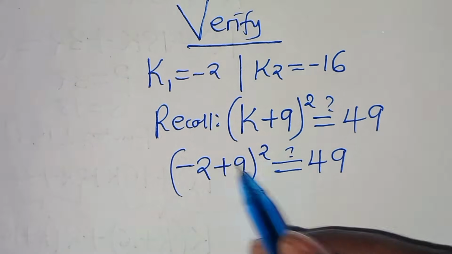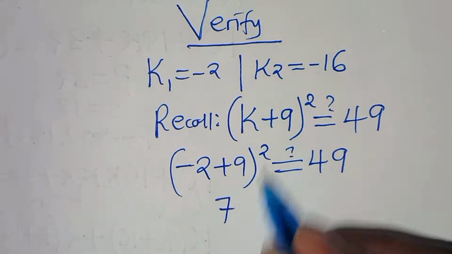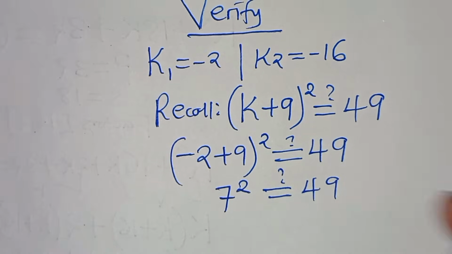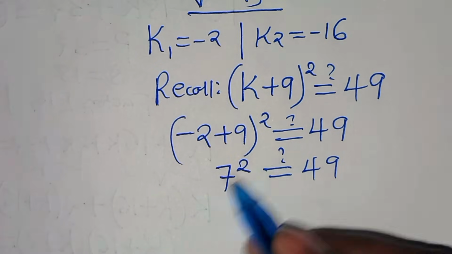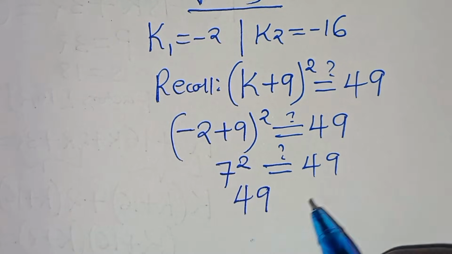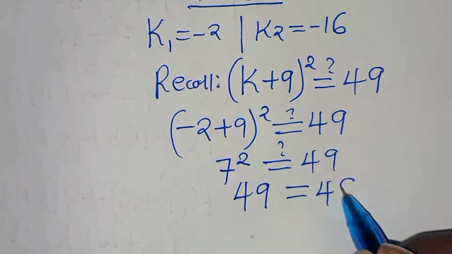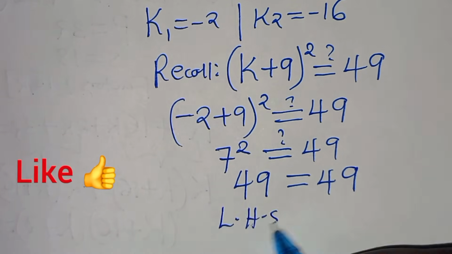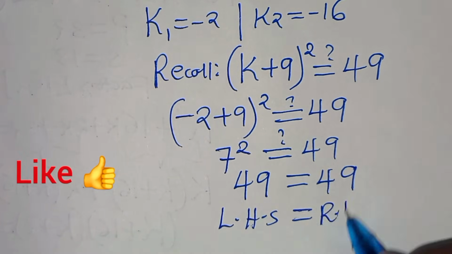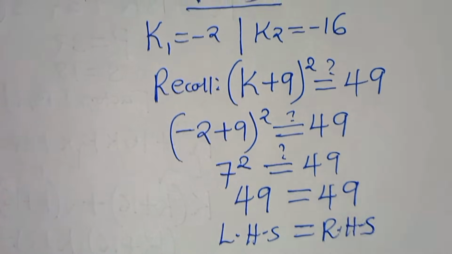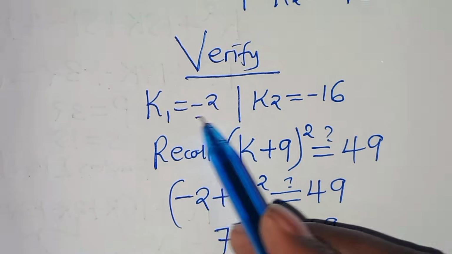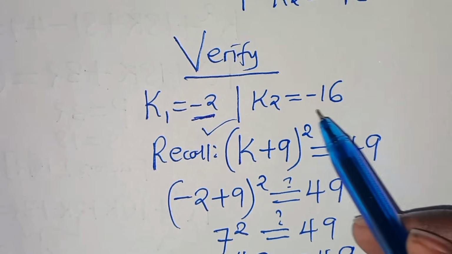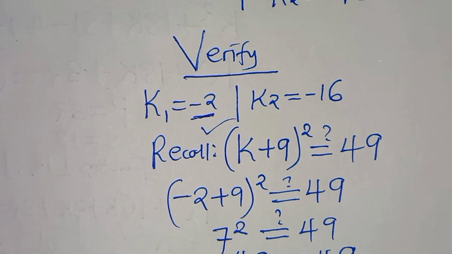So minus 2 plus 9, this is equal to 7 raised to the power of 2. This should give us a value of 49. So 7 squared, this is 49, which is equal to 49. And this implies that the left hand side is equal to the right hand side. And this affirms that k1, which is minus 2, satisfies the equation. So let's check k2, which is minus 16 from here.